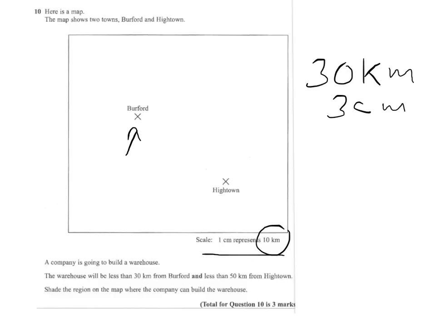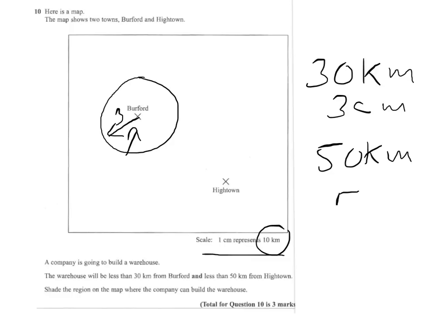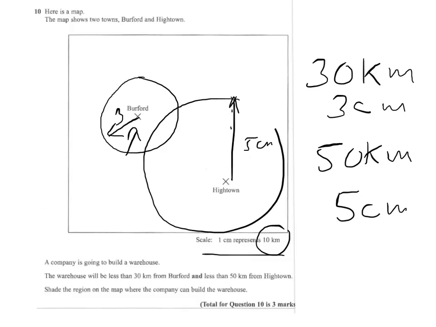So I need to take a pair of compasses and draw a circle with radius 3 around Burford. Okay, so that's going to have to be 3 centimetres. I then go to Hightown at 50 kilometres, so you should see that that's going to be represented by 5 centimetres. So I'll do my 5 centimetre circle, so I mark the distance 5 centimetres, and then I use my pair of compasses, and I do my circle around Hightown.